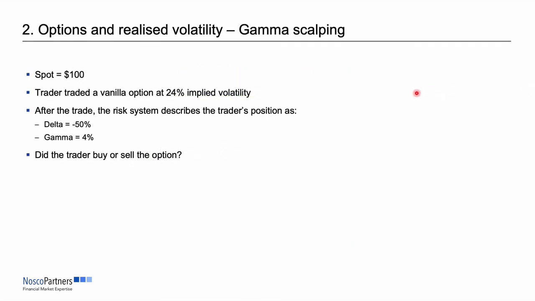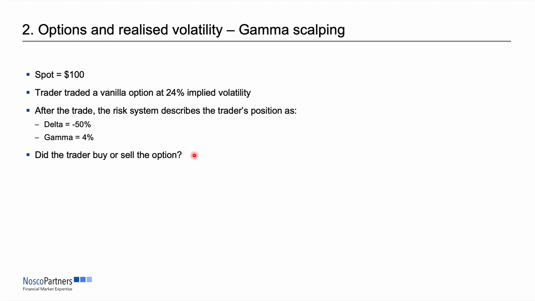Here an example. Assume that a trader trades a vanilla option at a 24% volatility. After the trade, the risk system describes the position as having a delta of -50% and a gamma of 4%. My first question: What option did actually the trader buy or sell?